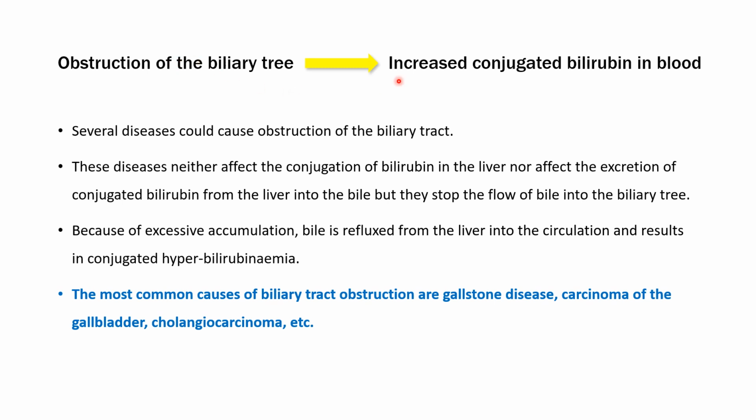Obstruction of the biliary tree causes increased conjugated bilirubin in the blood. Several diseases could cause obstruction of the biliary tract. These diseases neither affect the conjugation of bilirubin in the liver nor affect the excretion of conjugated bilirubin from the liver into the bile, but they stop the flow of bile into the biliary tree. Because of excessive accumulation, bile is refluxed from the liver into the circulation and results in conjugated hyperbilirubinemia. The most common causes of biliary tract obstruction are gallstone disease, carcinoma of the gallbladder, cholangiocarcinoma, etc.